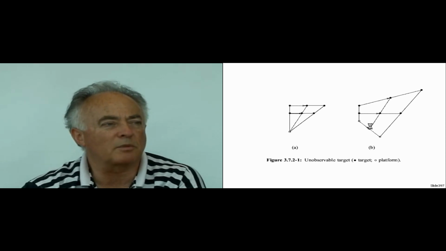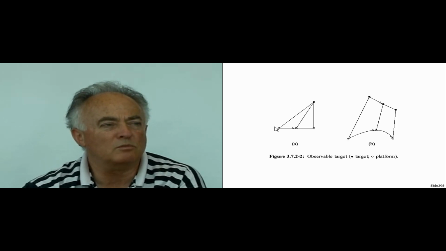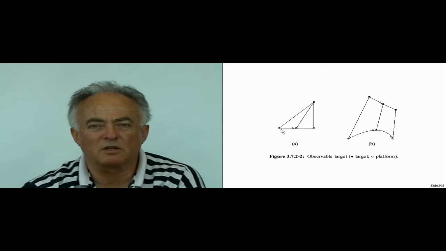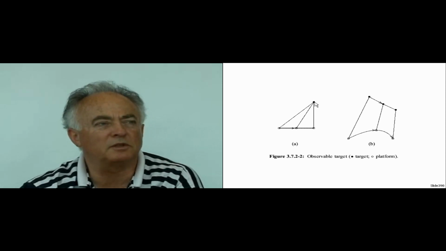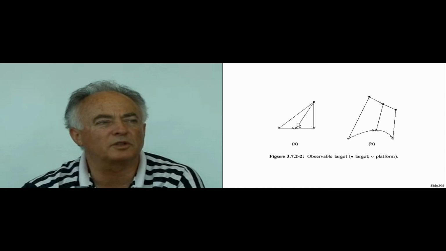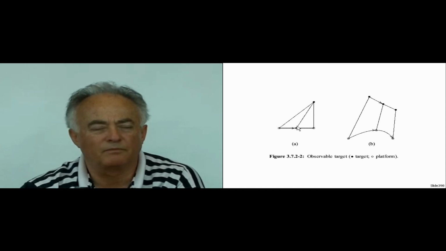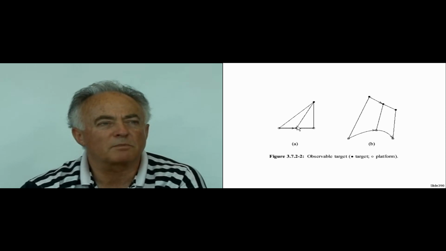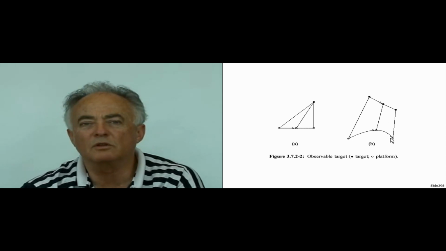Here's another example. If the platform moves and the target is stationary, now the platform has the first derivative, the target has only the zero derivative, yes, this is observable, and this is just triangulation. Here's another example. The target moves at constant velocity, the platform has an acceleration. Again, this will yield observability.